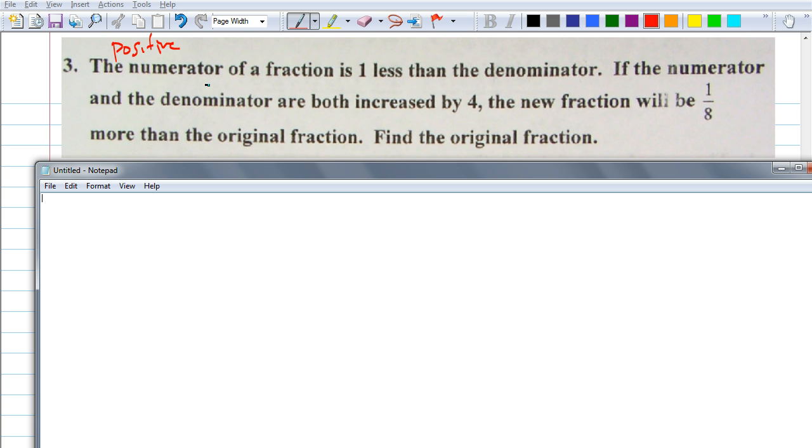What's our unknown? Tony, what is our unknown? X the numerator and x plus 1 as the denominator. That's what I would do. Very good.